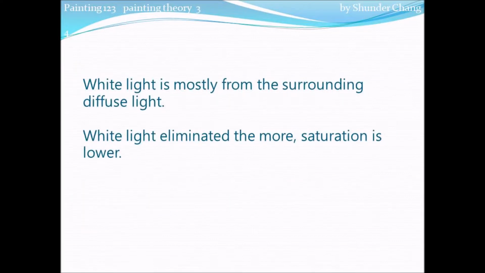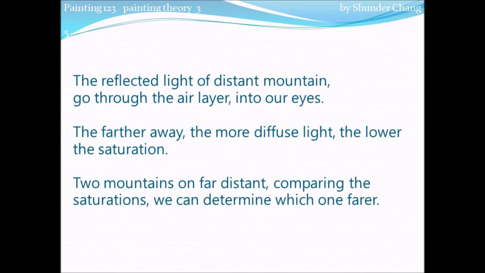White light is mostly from the surrounding diffuse light. The more white light is eliminated, the lower the saturation. The reflected light of distant mountains goes through the air layer into our eyes. The farther away, the more diffuse light, and the lower the saturation. Comparing the saturations of two distant mountains, we can determine which one is farther.